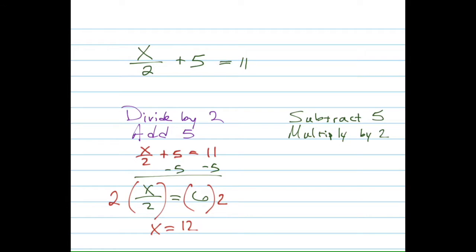Make sense so far? What should we do now? Check it. Plug it back into the equation. Does 12 divided by 2 plus 5 equal 11? What's 12 divided by 2? Does 6 plus 5 equal 11? Yes. Okay. So 12 is the correct answer. So determine what steps you would do if you knew what x was, and then just work in reverse.